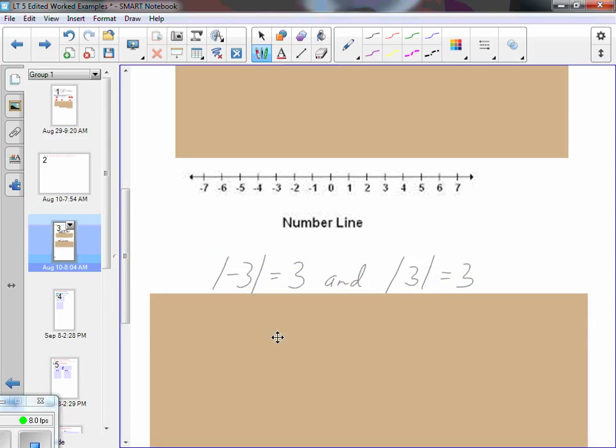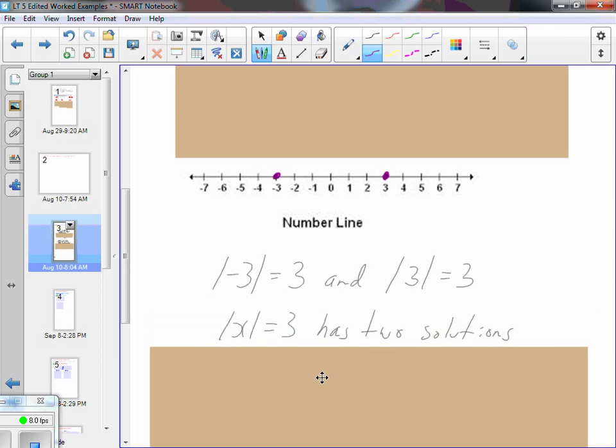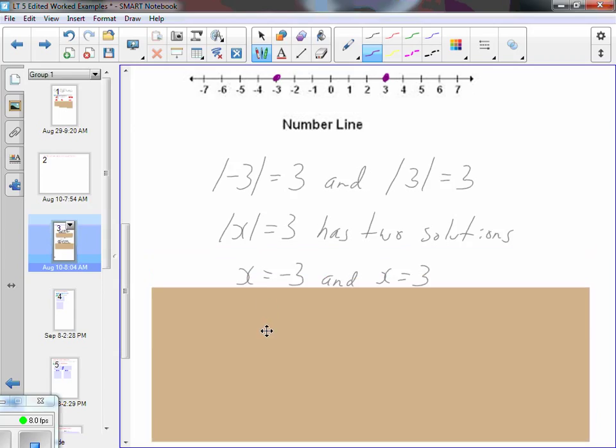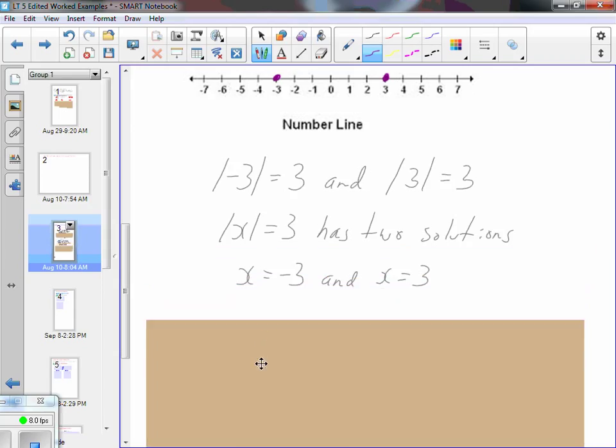All right, let's do it with negative 3. Its absolute value is 3. Positive 3. Its absolute value is 3. If we have the equation, the absolute value of x equals 3, there will be 2 solutions. X equals negative 3 is a solution. X equals 3 is a solution.